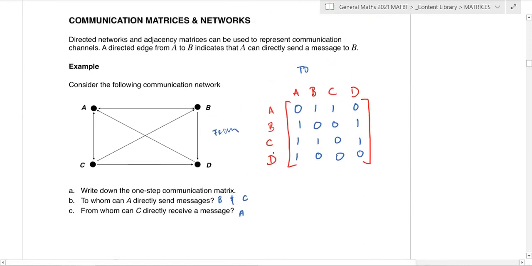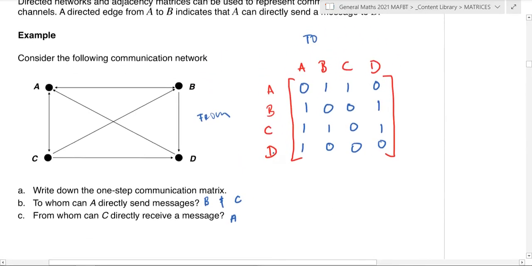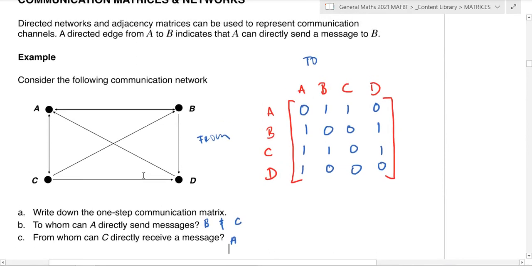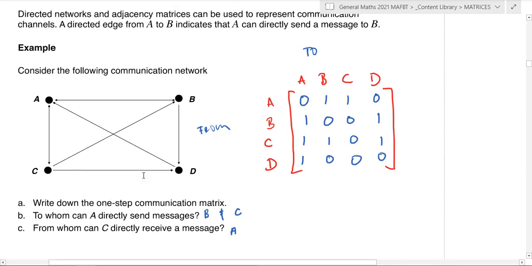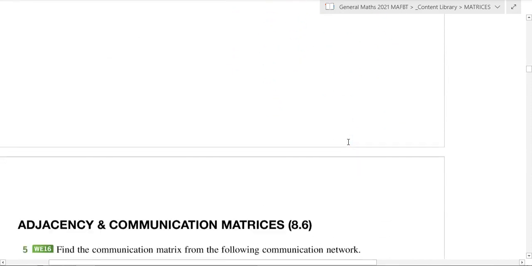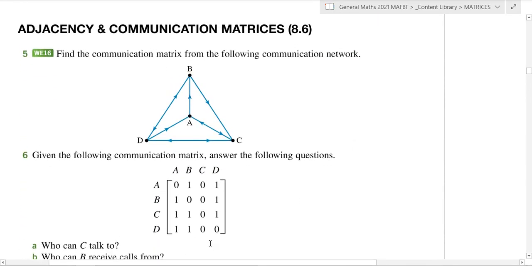Okay, hopefully that's all made sense, guys. And one more thing is you might get a question like this where it's got 2 steps. Okay, so just keep that in mind and how to get your 2-step matrices from here. But I believe that would be it. Now on to your questions for 8.6. Thank you.